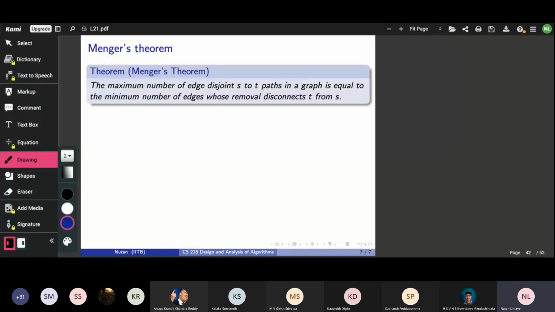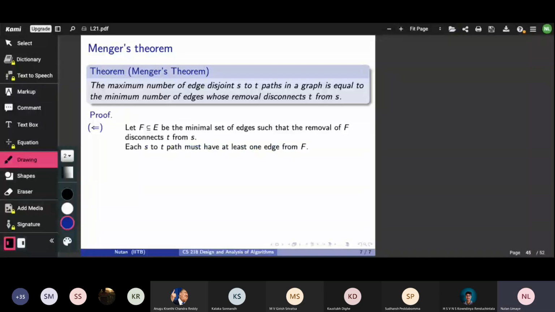So we went through the proof of this theorem last time. Let's go over it one more time. I'll prove the reverse direction first. What we are required to show here is the following. Let's say F is a subset of edges, and that is the minimal set of edges such that the removal of F disconnects T from S.